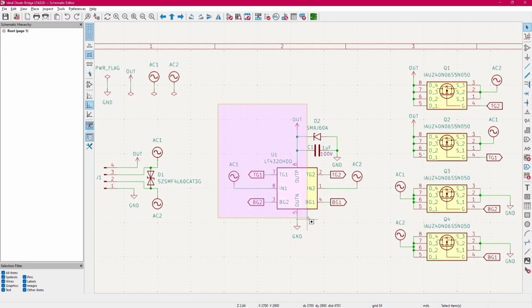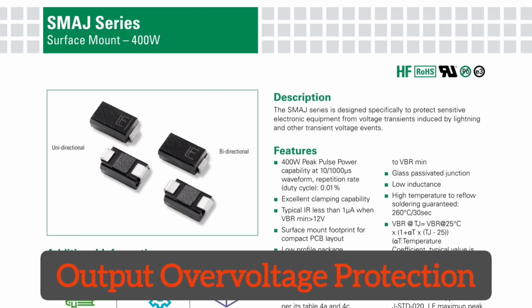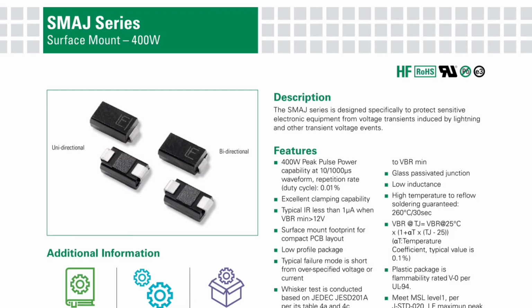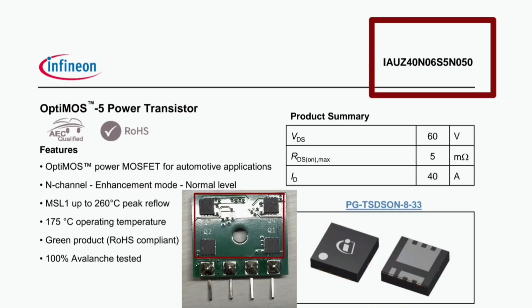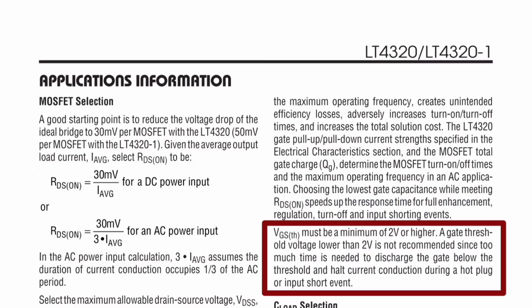Then we have the LT4320 circuit with all the labels to the respective NMOS. We also have a ceramic capacitor recommended for bypassing and a unidirectional TVS for brief output overvoltage protection. The MOSFETs I used are from Infineon and have a typical RDS on of 5 milliohm each. Remember to use a MOSFET whose gate threshold voltage is above 2V.